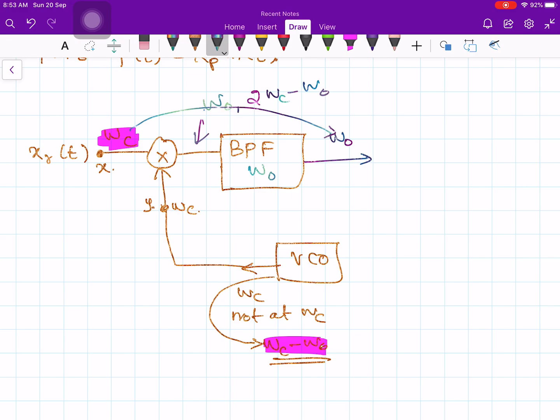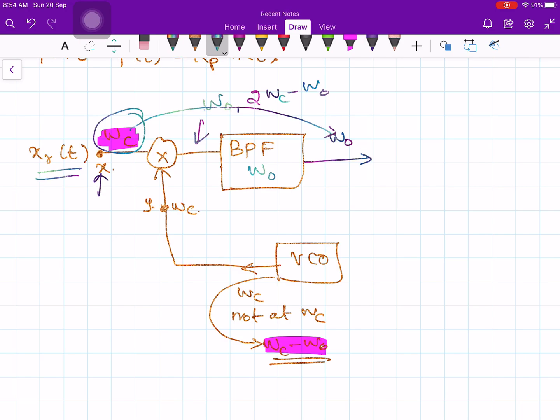Therefore it is implied that the voltage controlled oscillator works differently here. Now what will happen is that you will have a signal here at the point x, which is at some finite carrier frequency omega_c, which will depend on the input signal.